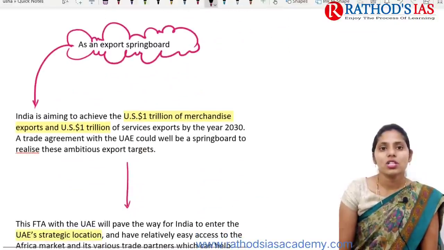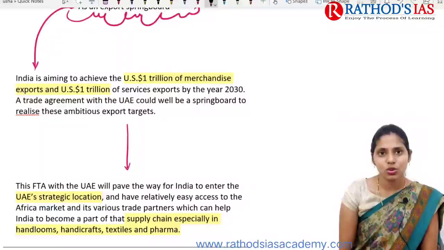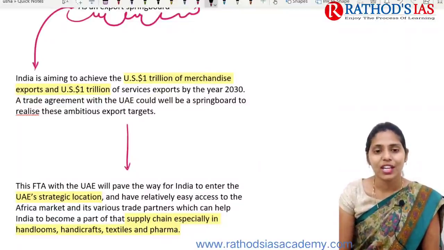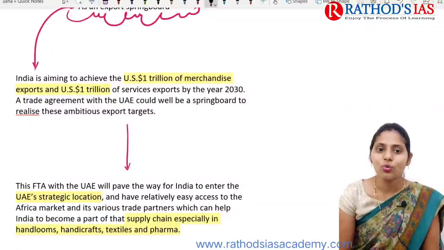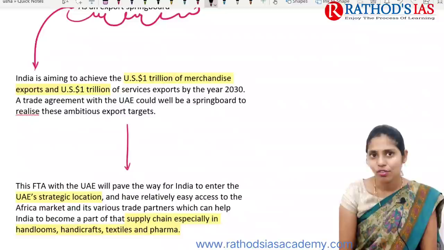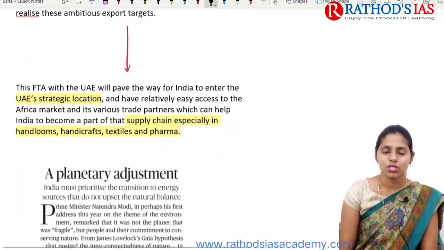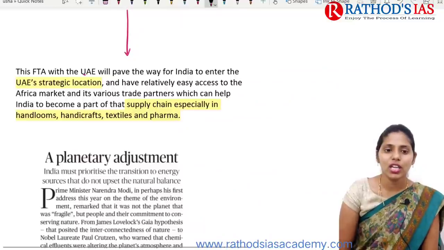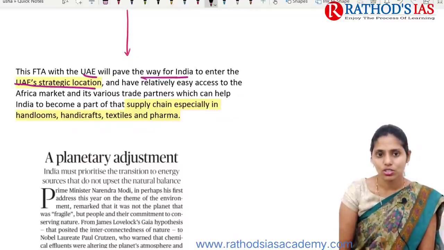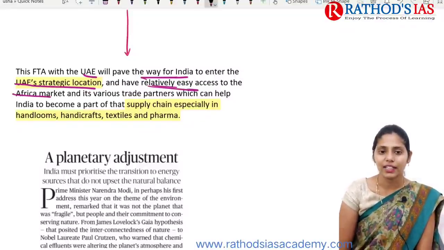So how will it be like an export springboard? Whenever India signs this FTA, or whenever we have an aim to achieve our target of 1 trillion of merchandise exports, we need to go for free trade agreements that will be helpful to achieve our aims to reach that amount of merchandise exports. And this free trade agreement with the UAE will pave the way for India to enter the UAE's strategic location, and it also has relatively easy access to the African market as well.